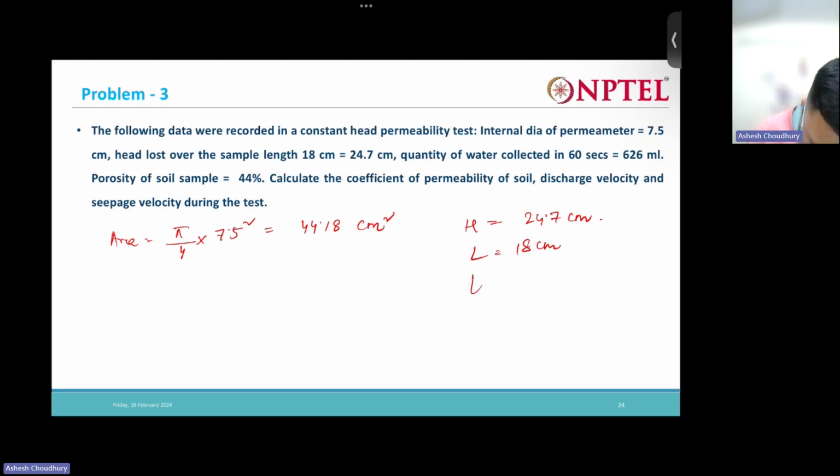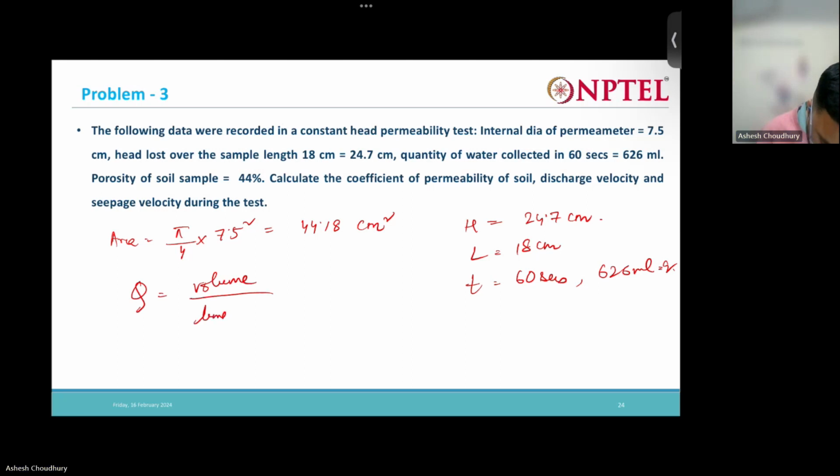Okay, in 60 seconds we are collecting 626 ml. Right, it's the Q. So what will be capital Q? Volume by time, so 626 by 60. This is ml per second. If you convert it to centimeter cube, it will be 10.433 centimeter cube per second. Okay, this is the flow that is happening.